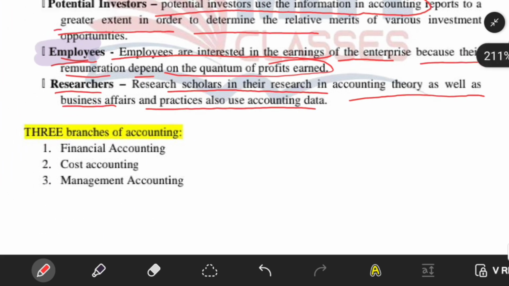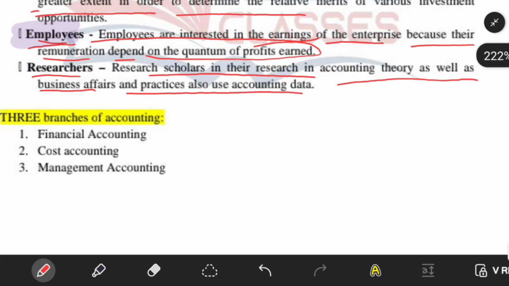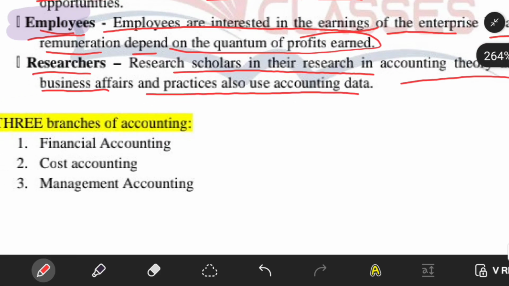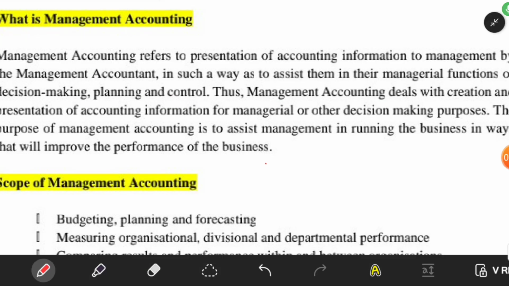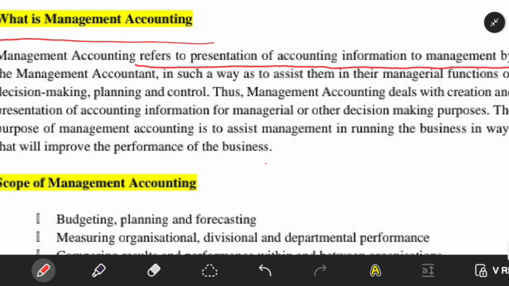Now, there are three branches of accounting. The first one is financial accounting, then cost accounting, and management accounting. Next is, what is management accounting? Management accounting refers to the presentation of accounting information to management by the management accountant in such a way as to assist them in managerial functions of decision making, planning, and control.